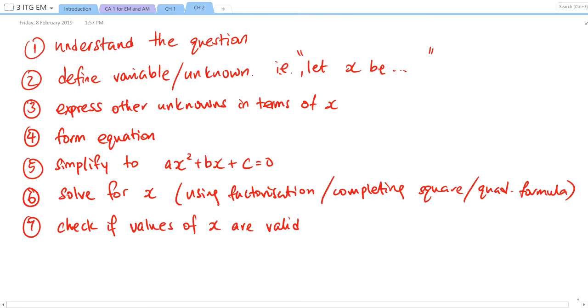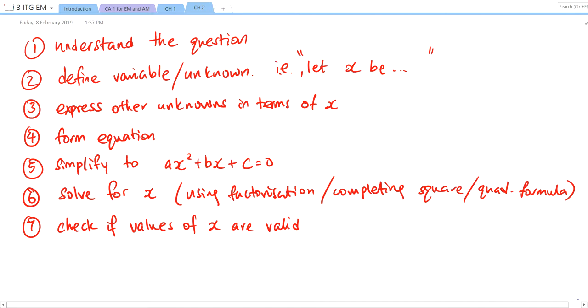Copy this down when you watch the video online. Okay? First step, understand the question. Everybody done that already. Define the variable. You have decided to let x be the width. Now, number 3, express other unknowns in terms of x. Look at this question. The width is going to be x.